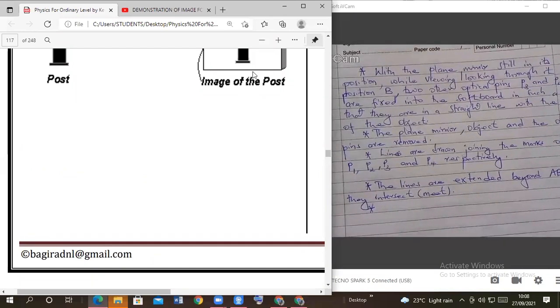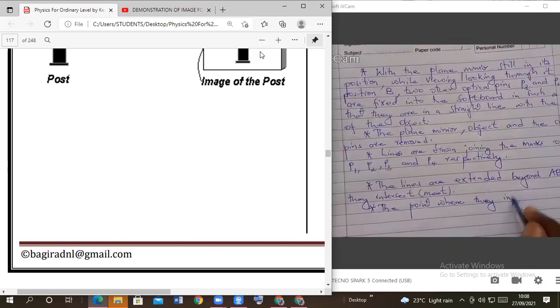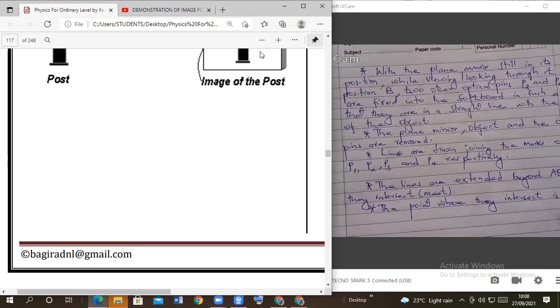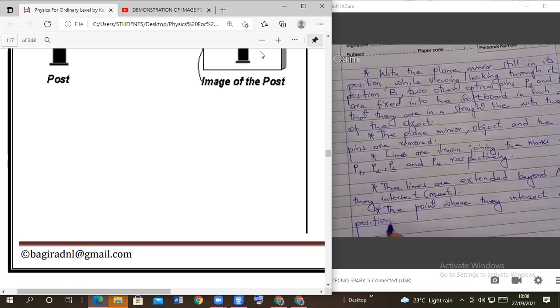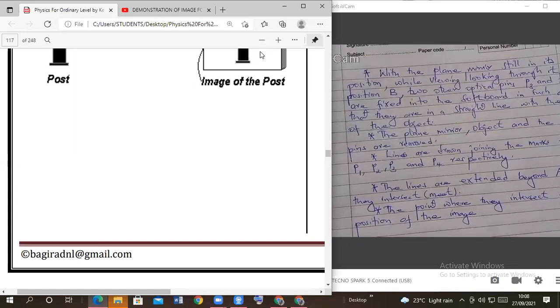After that, what next, members? The point where they intersect. That position is the position of the image I. Full stop.